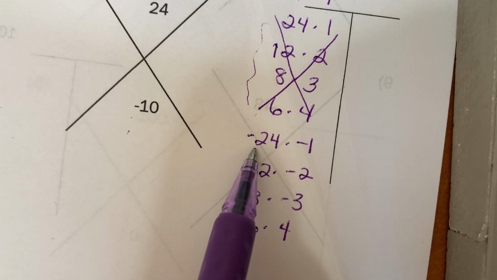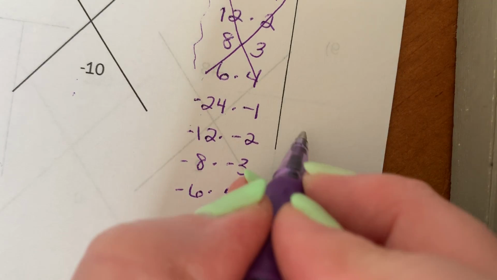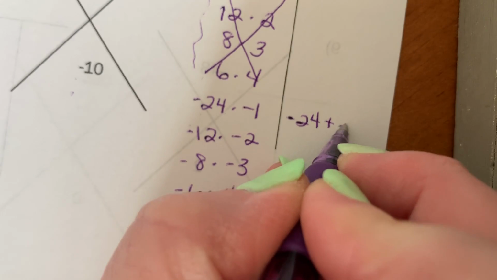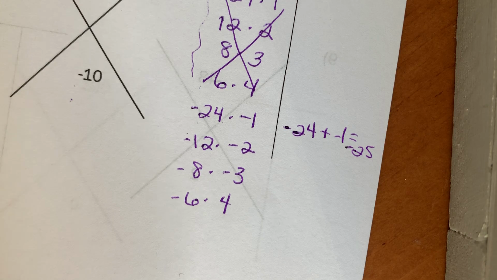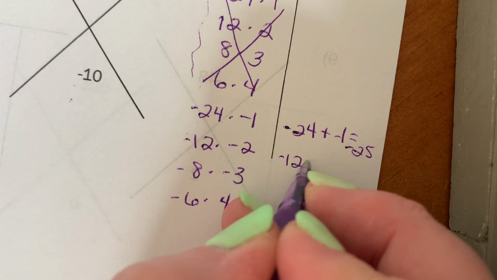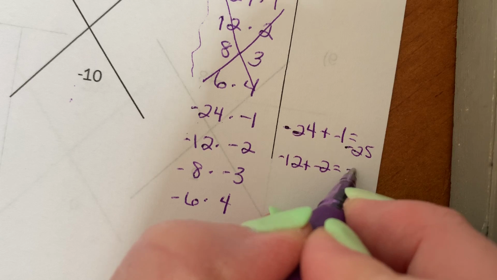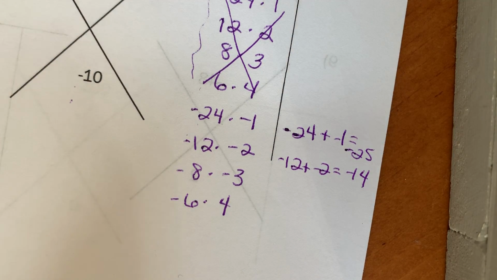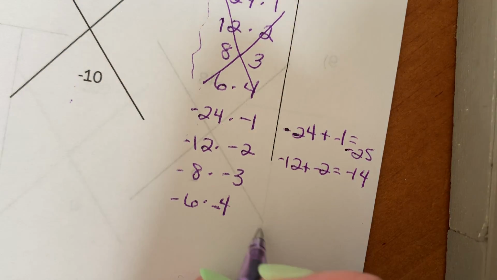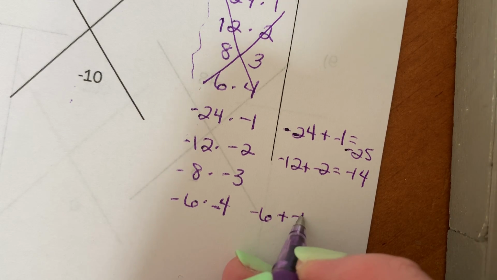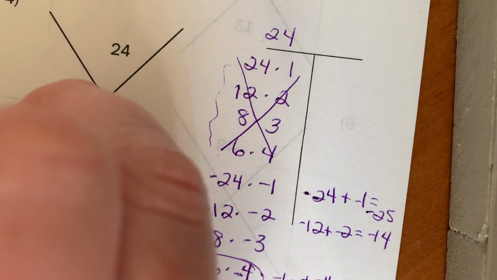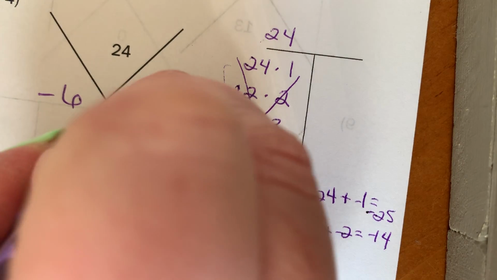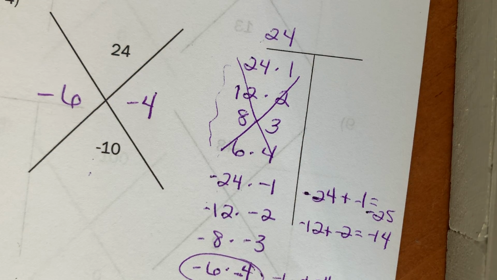So adding these together, negative 24 plus negative 1, that's going to give us negative 25. That's not what we want. Negative 12 plus negative 2, that's going to give us negative 14. It's also not what we want. I'm going to skip down here. Negative 6 plus negative 4, that's going to give us our negative 10 that we want. So these are the two factors that we are going to use. So up here in your X on the side, you're going to put negative 6 and negative 4 for your answer.